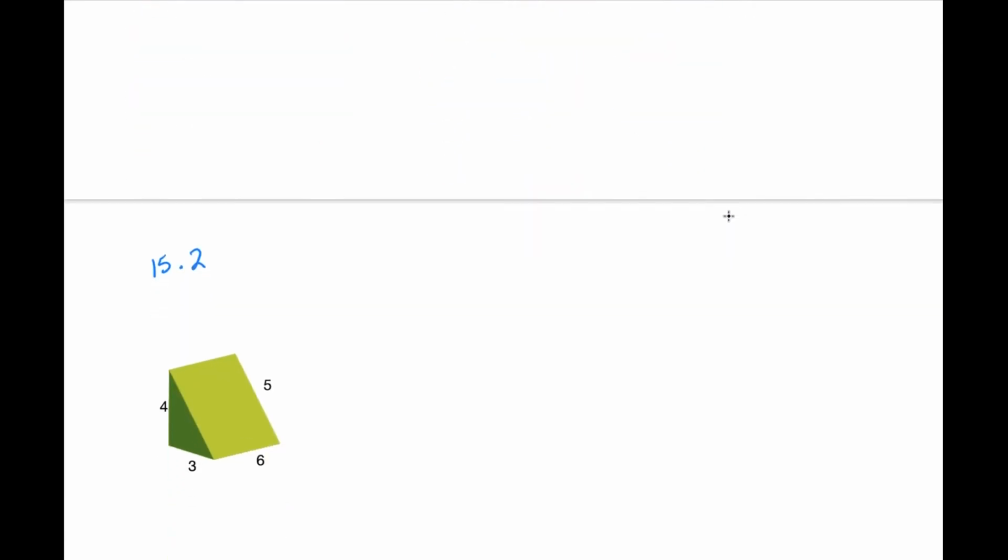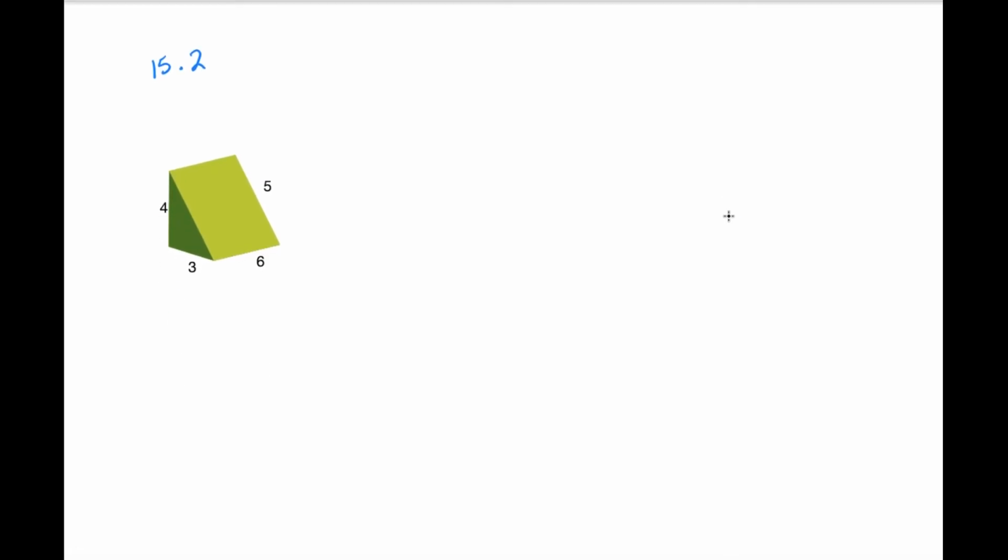Okay, moving on. Let's look at example 15.2. Now we have a right triangle prism and the dimensions here are in meters, and we need to find the surface area. So the first thing we have to do is understand our shape. We have a triangle that is three-dimensional. Here are the interior lines, so we can see all of the sides. So we have a bottom. This is the bottom right down here. So let's write bottom.